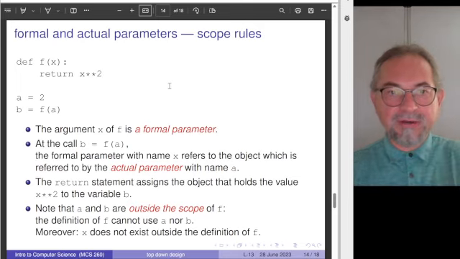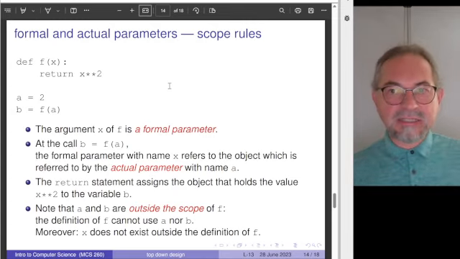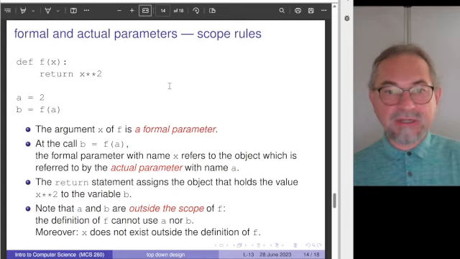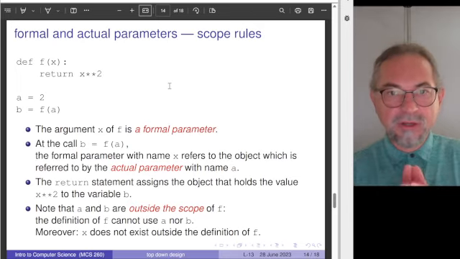The other way around, once the function has ended, x no longer exists. So you can no longer refer to x. So x actually has a limited lifespan. So that's also the scope. The scope of every variable determines when it is alive, essentially.